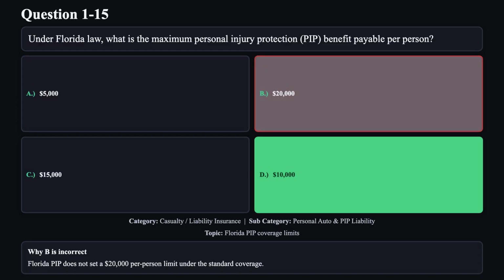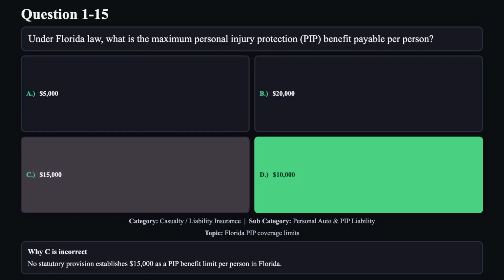Reason B is not correct. Florida PIP does not set a $20,000 per person limit under the standard coverage. Reason C is not correct. No statutory provision establishes $15,000 as a PIP benefit limit per person in Florida.